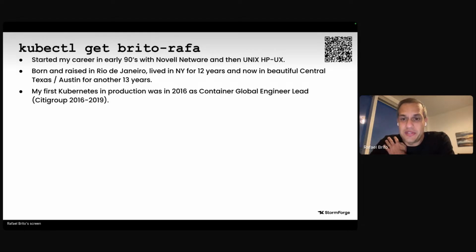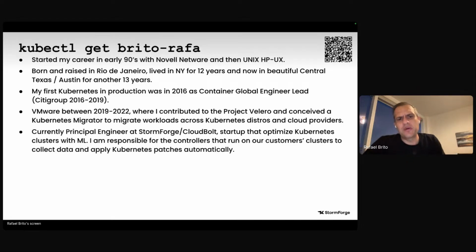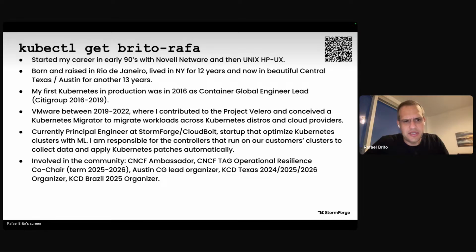I was the container global engineer lead for Citigroup. Then I went to VMware. I left Citigroup with this quest to make Kubernetes easier for enterprise. At VMware, I have a patent on a Kubernetes migrator to move Kubernetes workloads across cloud providers. And now I work for StormForge, and we do optimization of Kubernetes at scale using machine learning. I wrote controllers and other stuff that we're going to touch a little bit during this presentation.